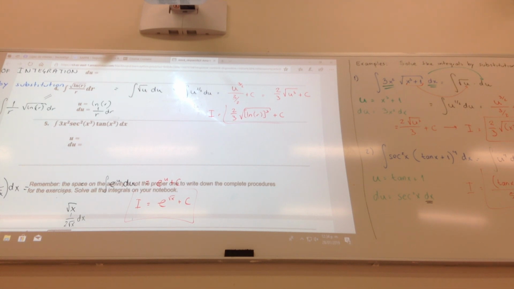Do you agree? If you see, it's not that complicated, right? You need to practice. Well, don't worry. Apart from this one, there will be an activity which, I think, will be 60 integrals. So, practice. Don't worry.